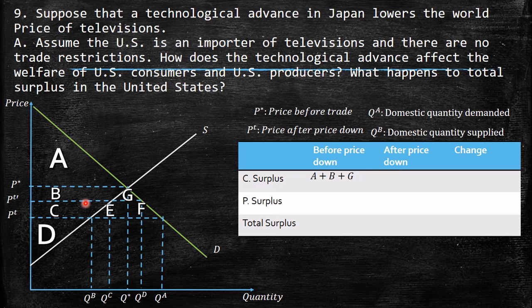On the other side we have the producer surplus. They had this triangle before, but given the lower price they are affected, so they don't have this triangle anymore. They have to produce to this point and they will have this triangle C plus D. So the total surplus is going to be this part plus this triangle. It's going to appear after.